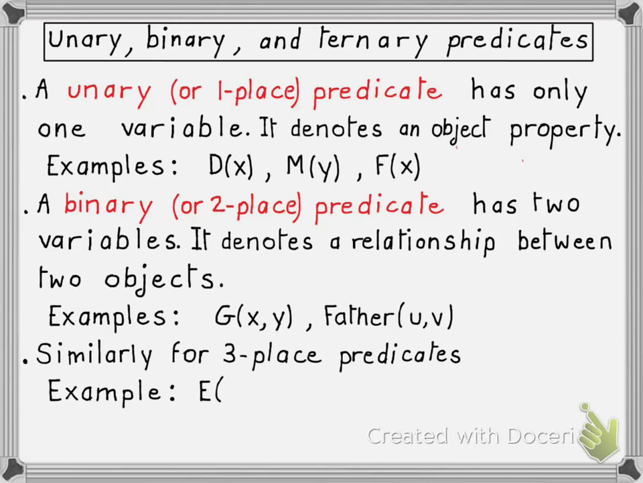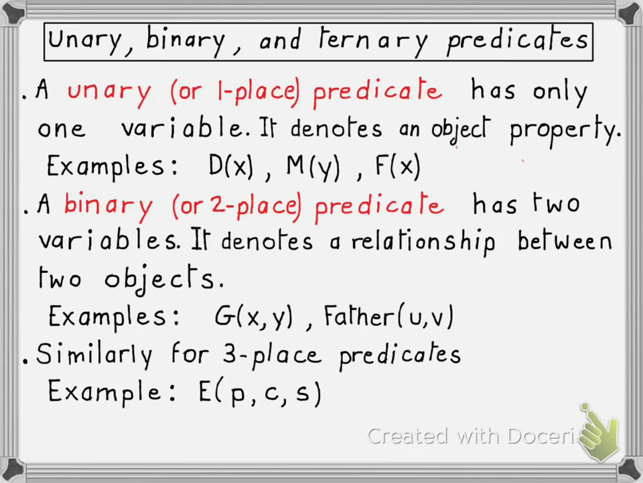So let's consider an example here, the predicate E of P, C, and S. Let's say E denotes the relationship of being enrolled. So the meaning of E of P, C, S is that P is enrolled in course C during semester S.